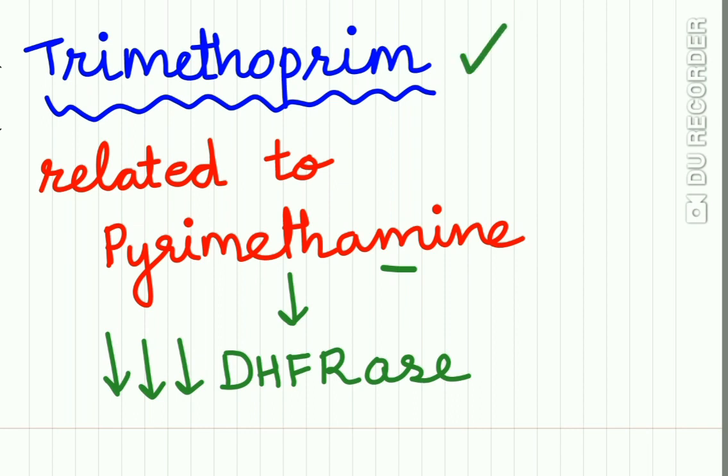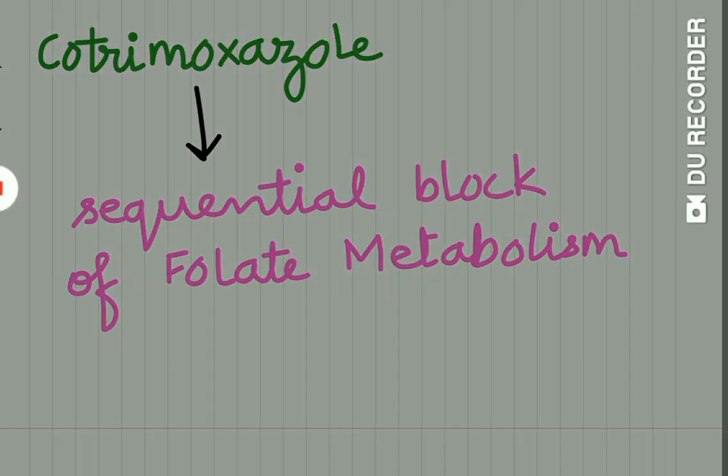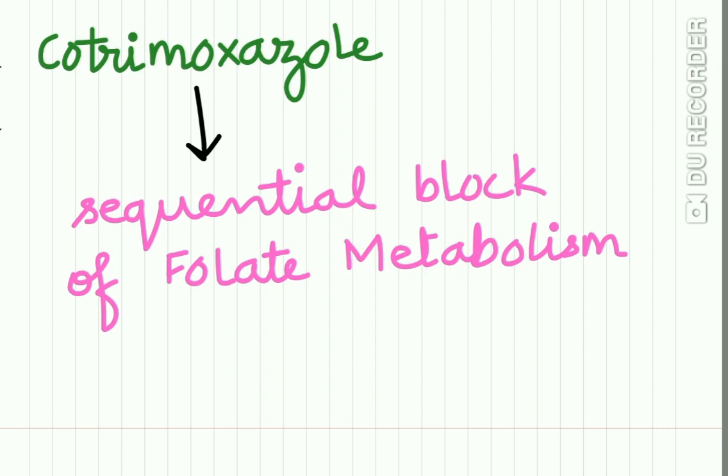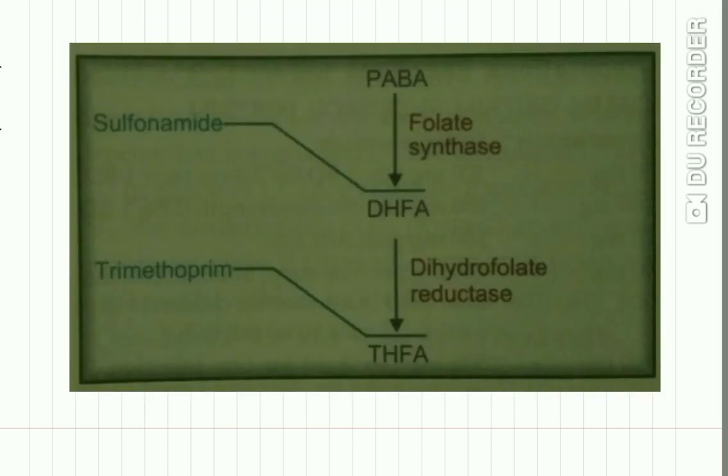This drug trimethoprim selectively inhibits the bacterial enzyme DHFRase or the dihydrofolate reductase enzyme. Now, Cotrimoxazole causes sequential blockage of folate metabolism. So, this is a diagrammatic representation of a flow chart on how the Cotrimoxazole inhibits the folate metabolism.